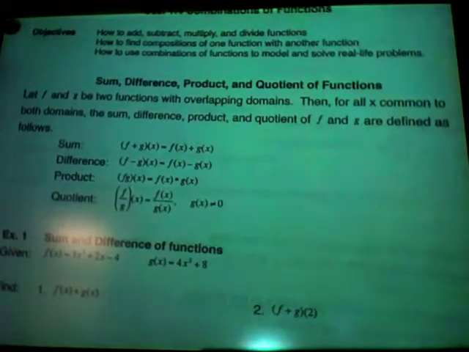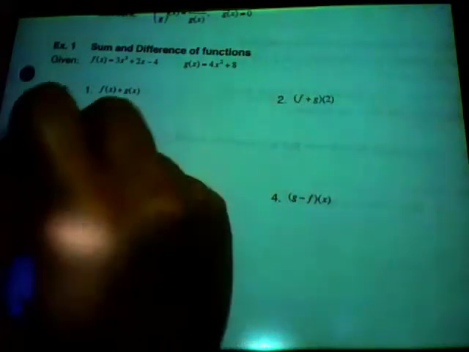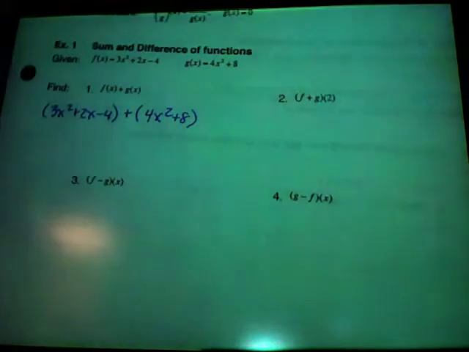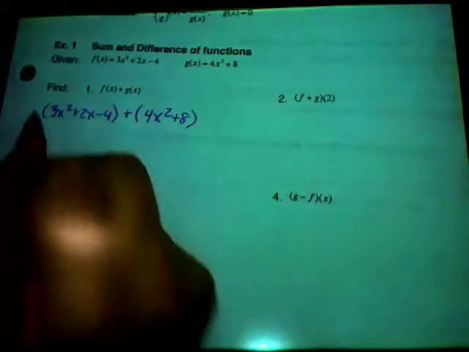So let's look at some examples here. You're given the f and the g, and then we have to add them together. So my f function is 3x squared plus 2x minus 4. I'm going to add to that my g function of 4x squared plus 8. Would you collect like terms, please? Is this an equation? No, you're just collecting like terms. So collect like terms.